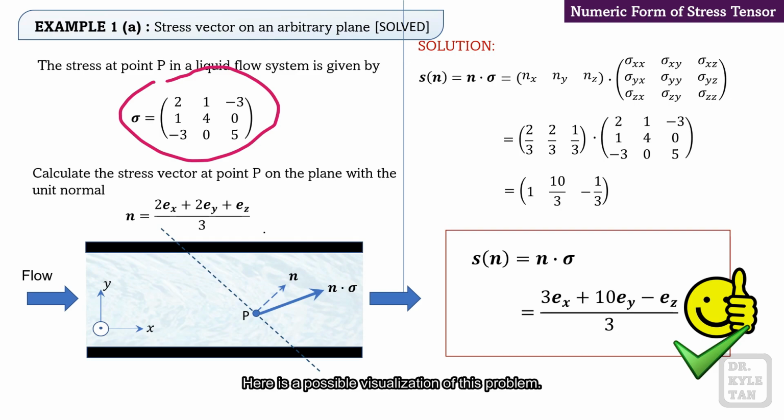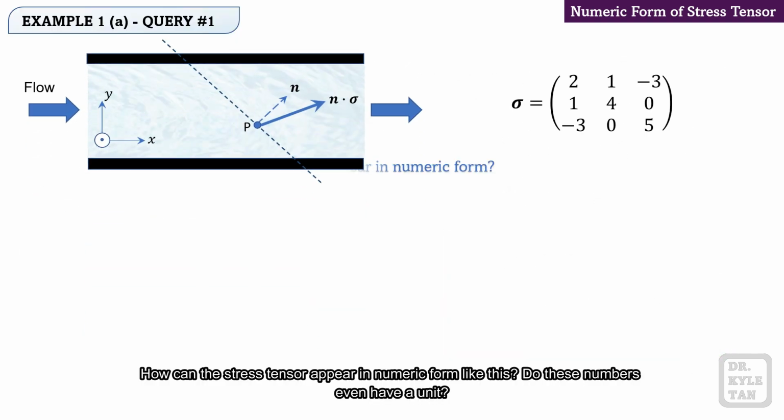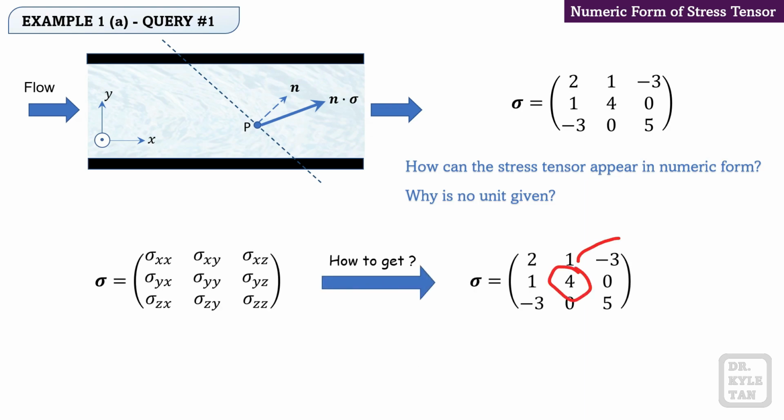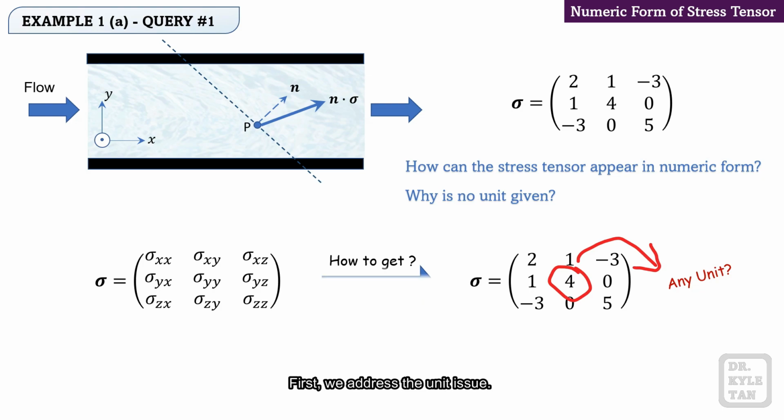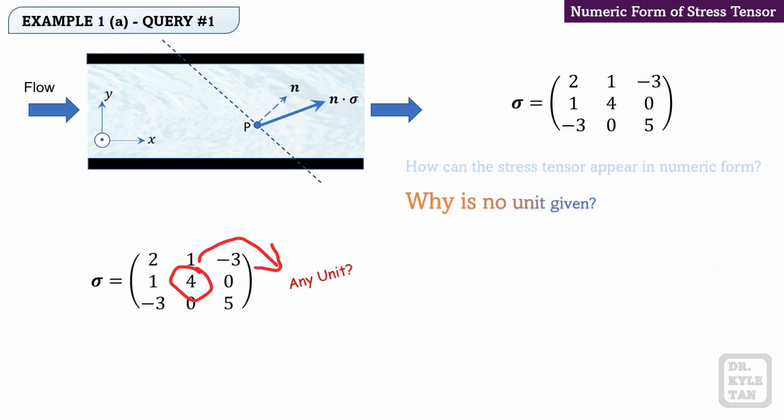Here is a possible visualization of this problem. How can the stress tensor appear in numeric form like this? Do these numbers even have a unit? First, we address the unit issue. Do these numbers have a unit?